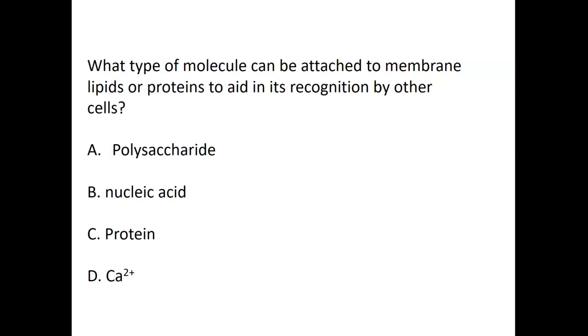Earlier on, we had discussed the idea of glycolipids or glycoproteins. Both of those have various numbers of sugars or carbohydrates that are attached to either the lipid or the protein that's nested in the phospholipid bilayer.